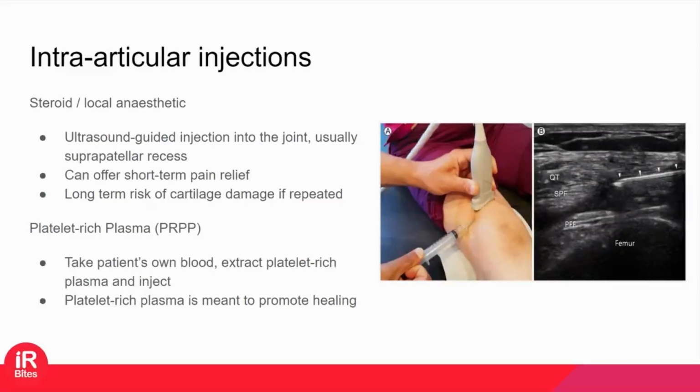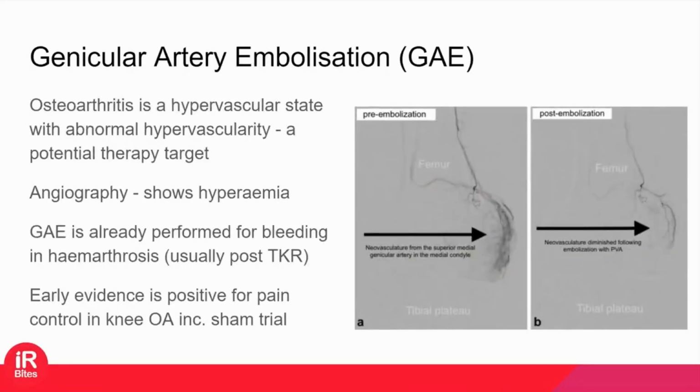Platelet-rich plasma is another thing you can inject into the joint. You basically take the patient's own blood and extract the part that's rich in platelets. And apparently that's meant to promote healing. I don't know exactly how that works, but that's another potential therapy that has been trialed in some patients with osteoarthritis. As we mentioned, osteoarthritis is a lot more inflammatory than we once thought.